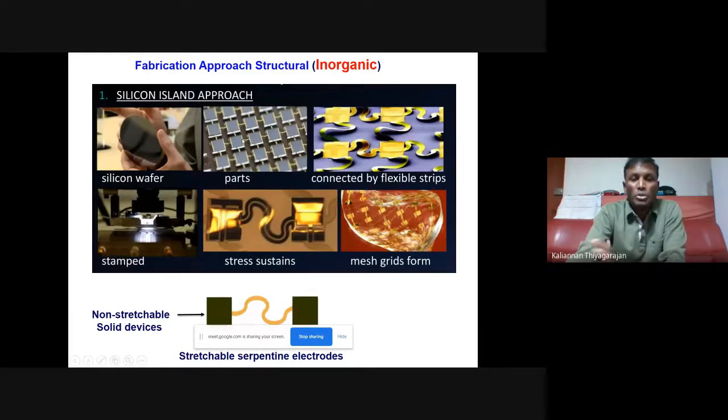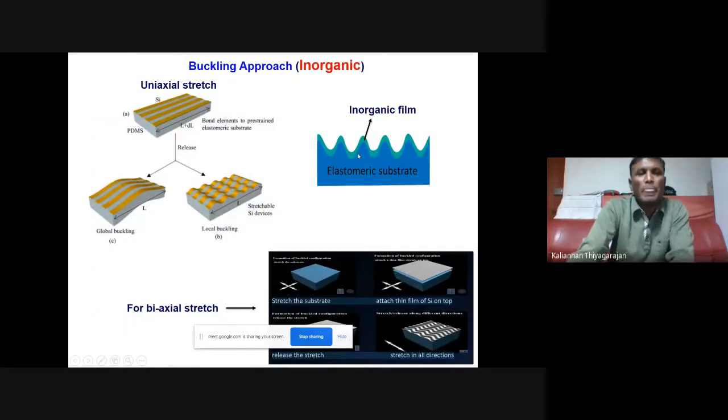This approach is called the island approach. Each one is an island here. This is the island, and the island is not stretchable, and only the electrode is stretchable. This is the serpentine electrode, and this is the first approach they developed. And then the second approach is like here, the substrate, the PDMS, which means polydimethylsiloxane. It is a polymer based on a silicon compound, and it is an elastomer.